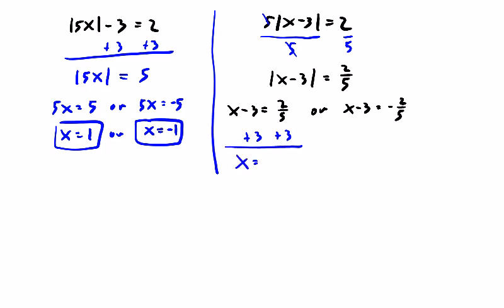So x is equal to 3 and 2/5. If you want to, you can call that 17/5. We do the same thing over on the other option. x would be 3 minus 2/5, which you can't write as a mixed number that way. So we have to call that 13/5. Or if you prefer, you could call that 2 and 3/5.